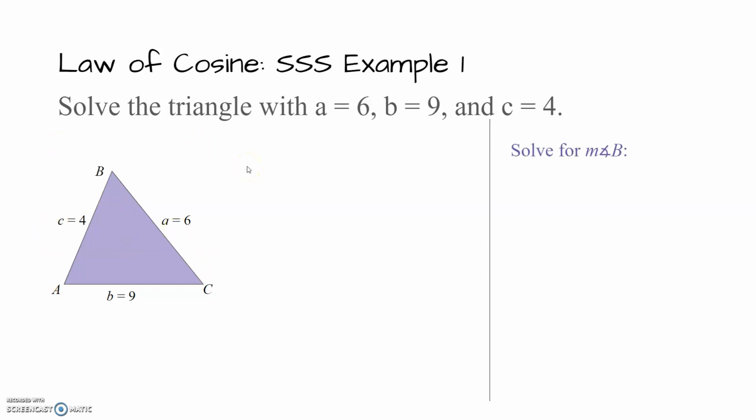Now, this is very important. This is not the ambiguous case important, but it is the one quote unquote trap with the law of cosines.